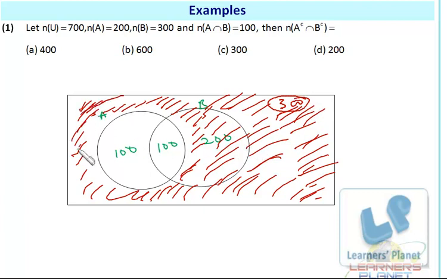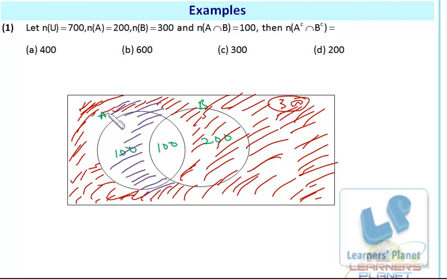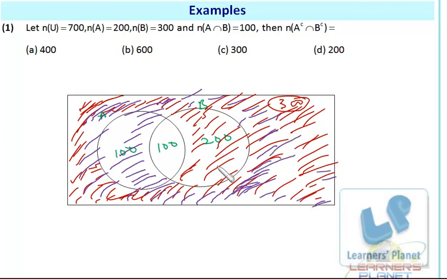Okay, now there are total 700, so 200, 300, 400, that means 300 outside these two circles, right? Now we have drawn A complement. Okay, that is the area which is outside this circle. Now we draw B complement. I change the color of the pen. B complement, that is the area that is not part of B. So just leave the circle of B and shade the remaining area. Okay, so that is B complement.